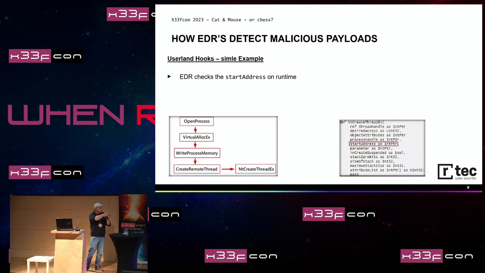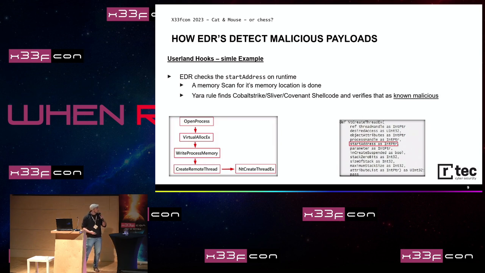Then there is a jump to the EDR DLL. The EDR DLL can check what is happening at the start address. It could then, for example, do a memory scan for the location of this specific start address. And because at this moment the malware is actually already decrypted, it could find any known malicious payload, such as a Cobalt Strike beacon, Sliver beacon, Covenant shellcode, or whatever else. So this is how it's working. And if it finds something malicious, then it can, for example, kill the process at runtime, because it verified that this is malicious.